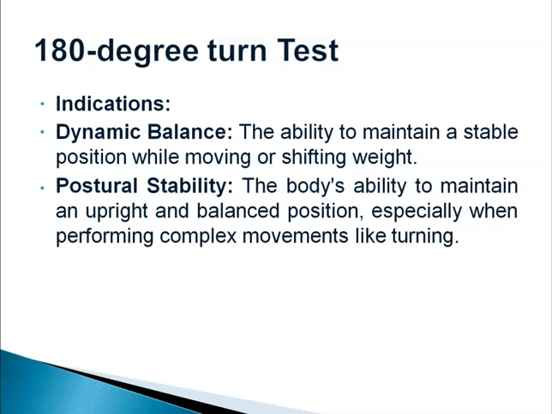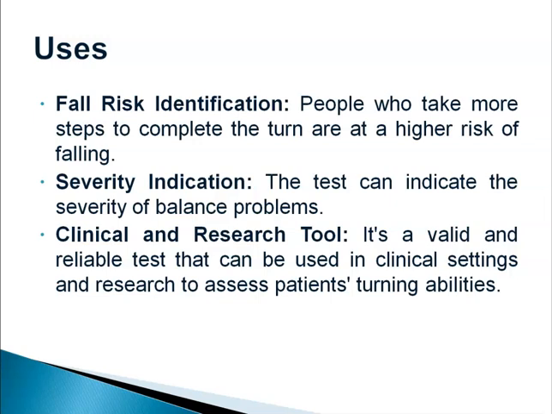The indications of the 180-degree turn test are dynamic balance and postural stability, that is the body's ability to maintain an upright and balanced position, especially when performing complex movements like turning. The main uses of this test are fall risk identification. The test can indicate the severity of the balance problems, and as a clinical and research tool, it's a valid and reliable test which can be used in clinical settings and even in research to assess the patient's turning abilities.